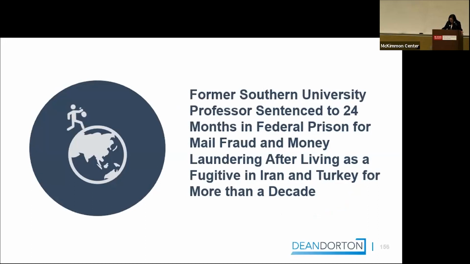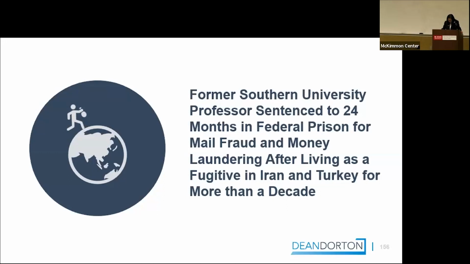In this case, a former Southern University professor was sentenced to 24 months in federal prison for mail fraud and money laundering after living as a fugitive in Iran and Turkey for more than a decade. So in August of 22, a 70-year-old fraudster, which seems kind of sad, doesn't it, was sentenced to 24 months in federal prison and convicted for mail fraud and money laundering. This theft had happened in 2008 and 2009.